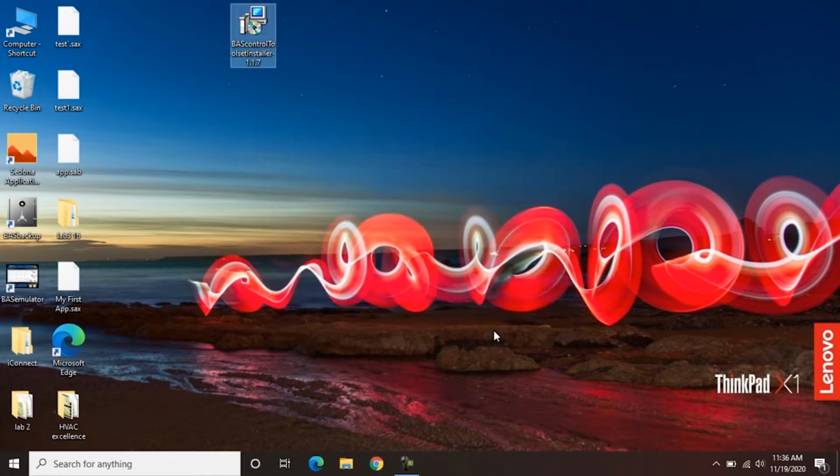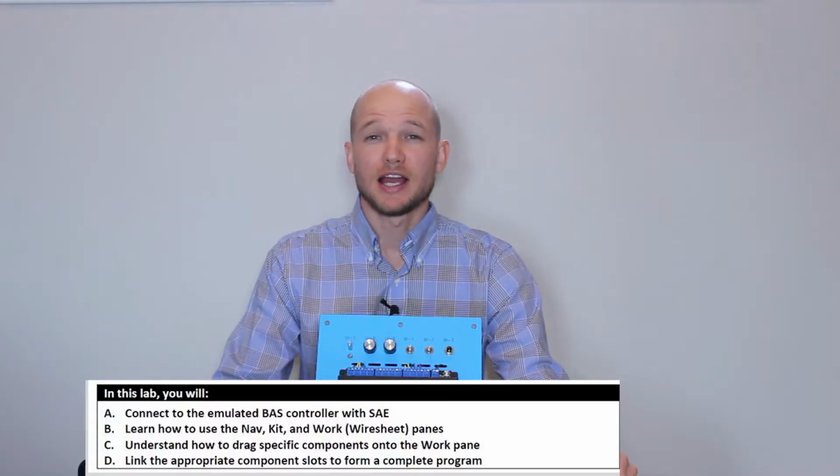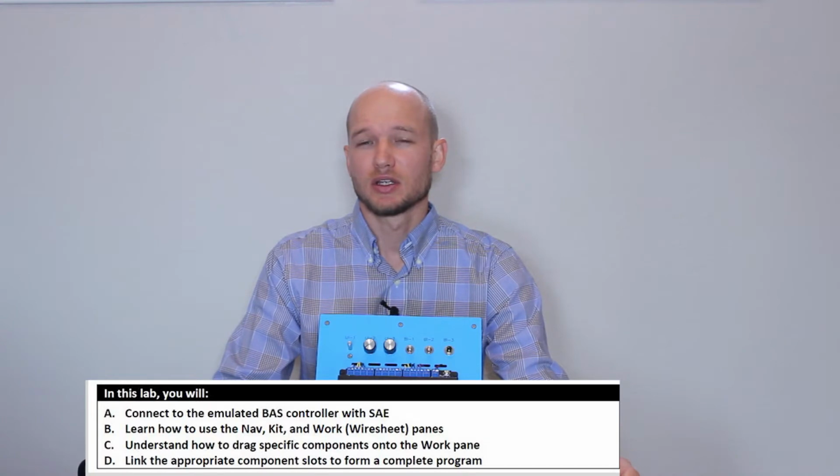So we can finish, and then if you selected the desktop icon feature, you should have 3 icons. The Sedona Application Editor, if you installed it. If you don't have the desktop icons, you may have to check your Start menu, and you can find them there. In this lab, we're going to be connecting to an emulated controller.